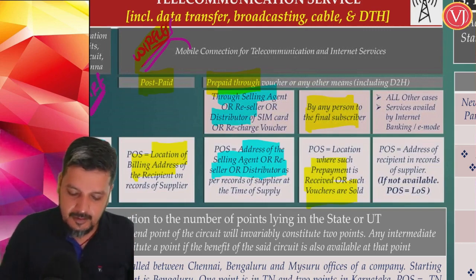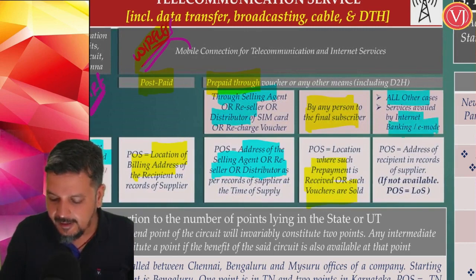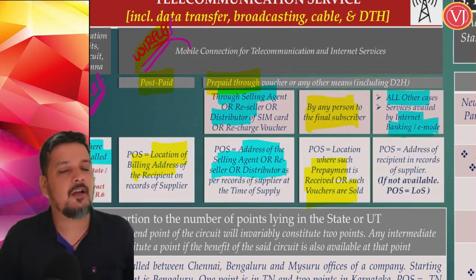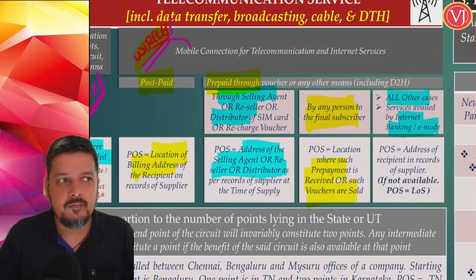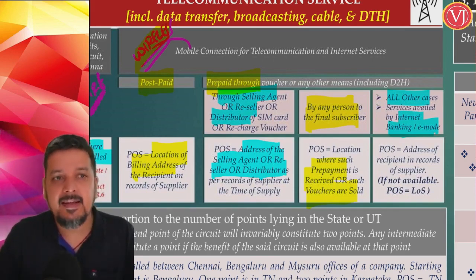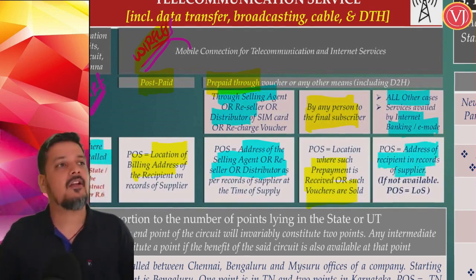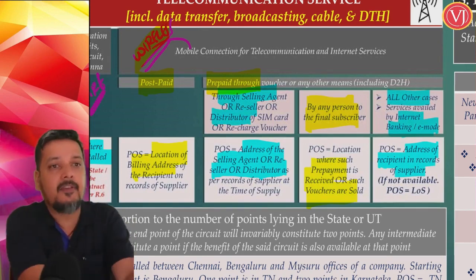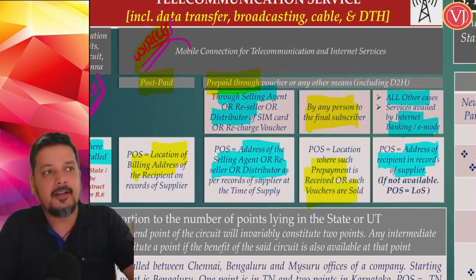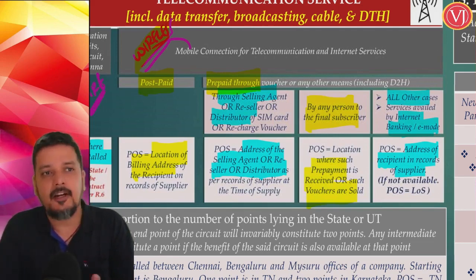But in other cases, where the payment is made via internet banking or electronic mode, a lot of times, what are we doing now? Even if you're taking it from a distributor or Jio, we are making the payment through internet banking or electronic mode, Paytm or GPay, correct? In that case, it is the address of the recipient in the records. You don't go to the distributor's place and give him cash. You directly call him and tell him to do the recharge, and you directly make the payment by internet or any electronic mode.